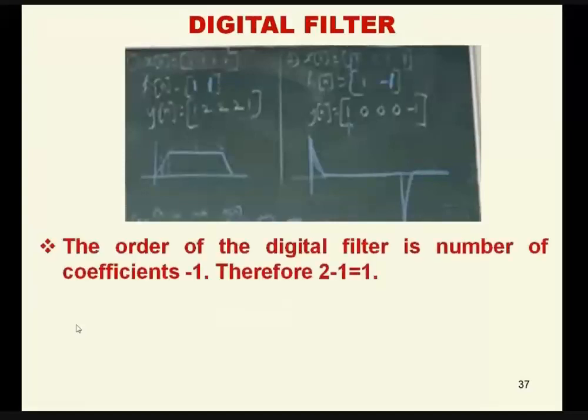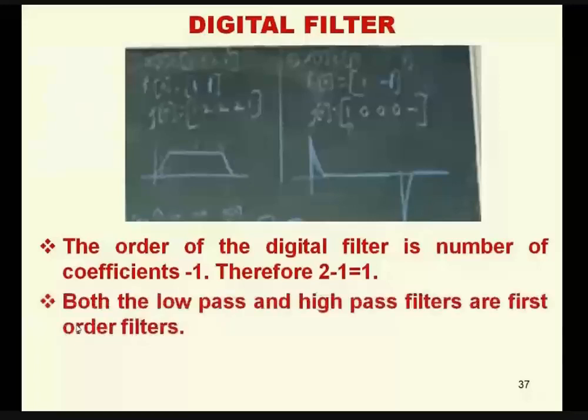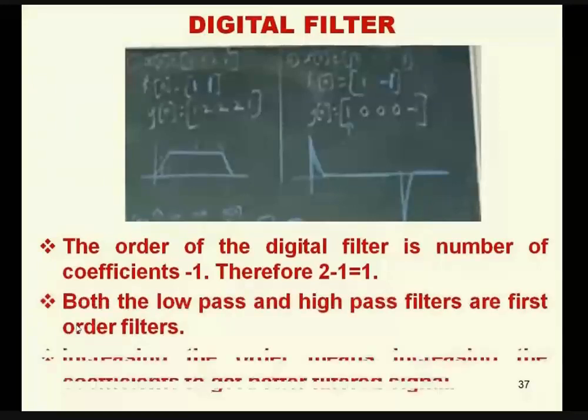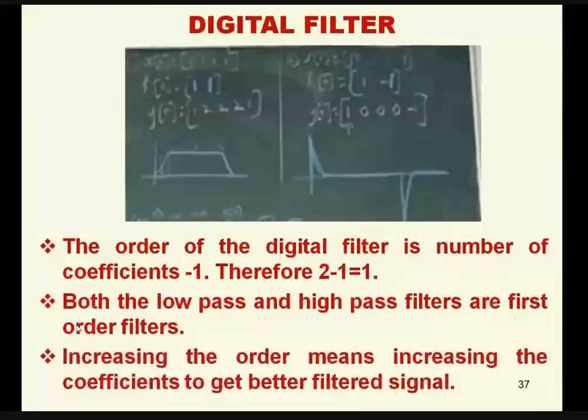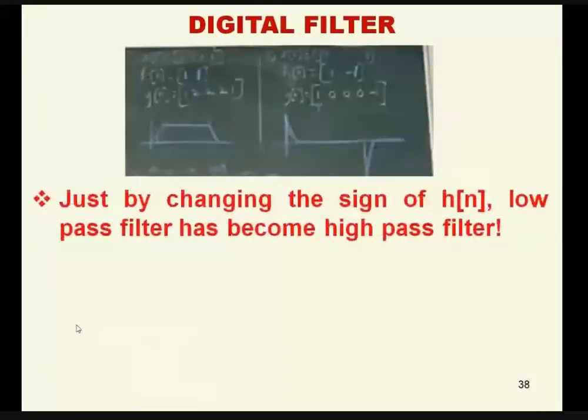Observe carefully, the order of the digital filter is the number of coefficients minus 1. So it is a first order low pass filter. Both the low pass filter and high pass filter are first order filters. Increasing the order means increasing the coefficients to get a better filtered signal. And from this, very interesting. Here you have to observe very clearly.